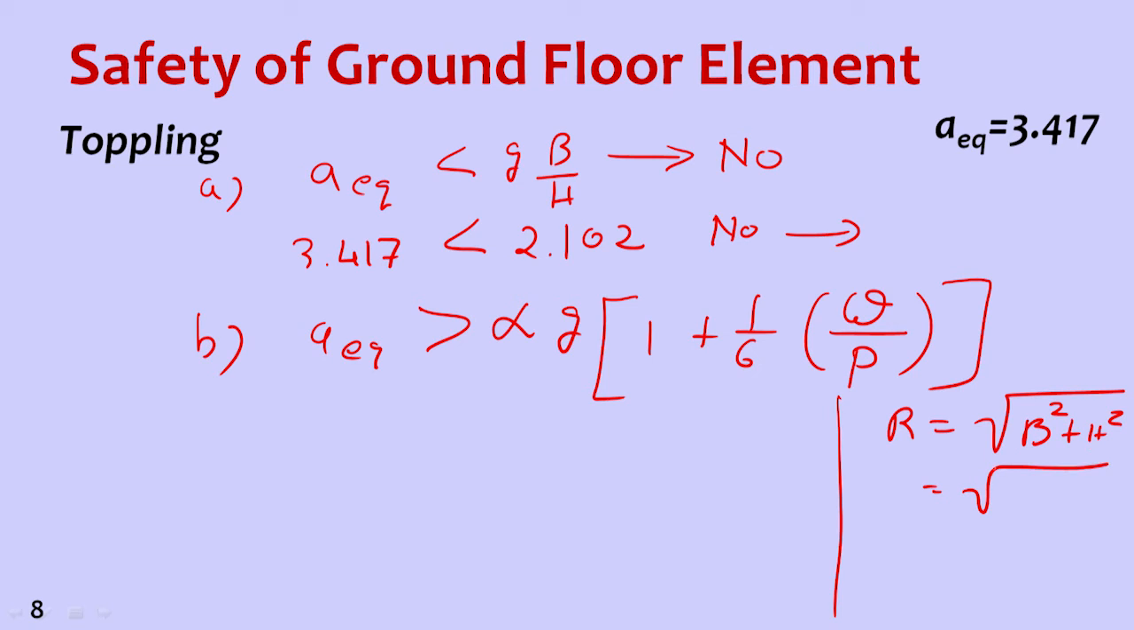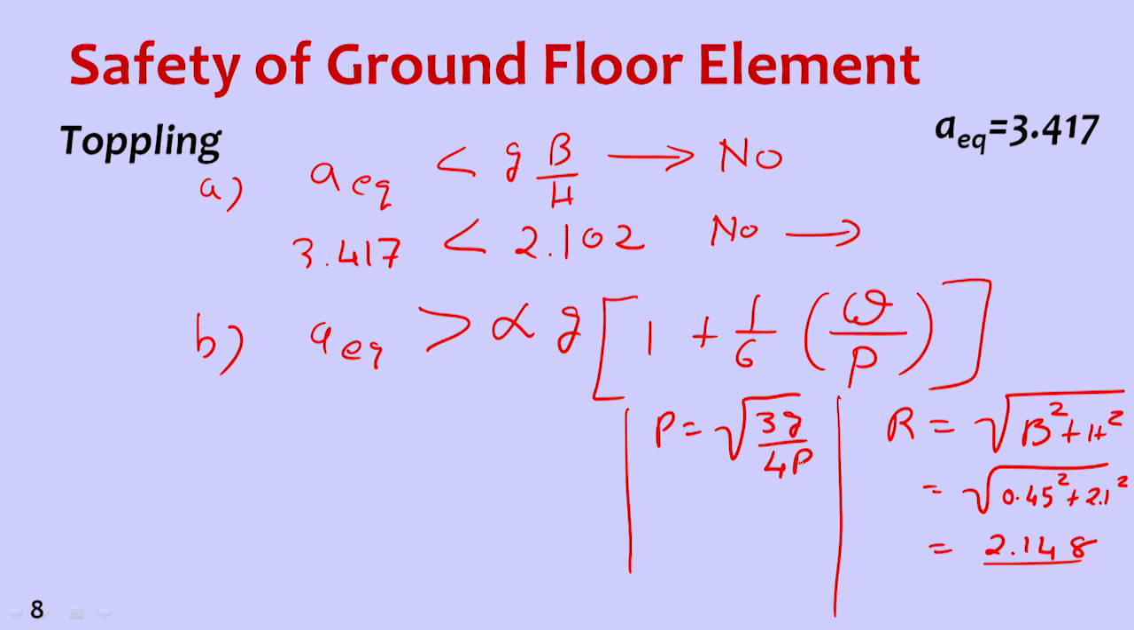So here B square is 0.45 square plus 2.1 square, which will give me a value of 2.148. I will use this R for the calculation of P, which is nothing but the root of 3G upon 4R. Now substituting the value of R over here, I will get the value of P as 1.85. Now let us calculate, put all the values.